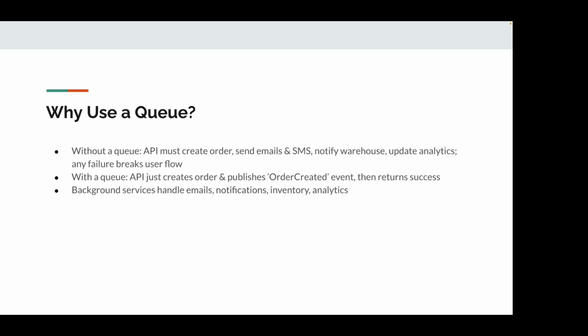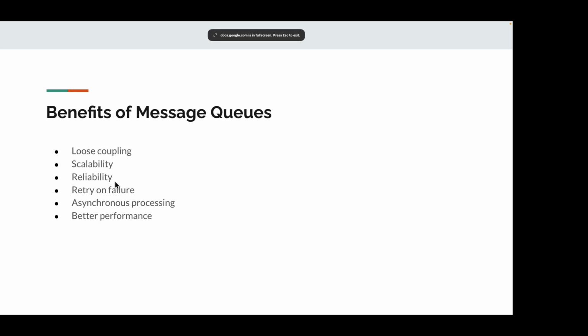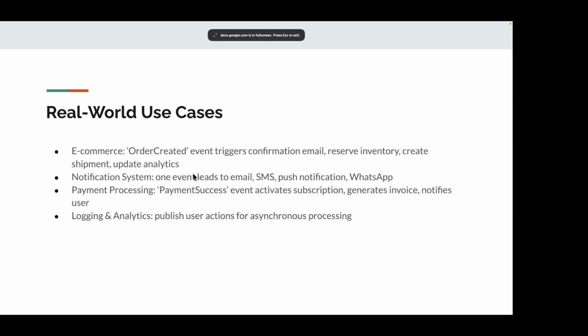If we send this message to the queue and then pass it to the notification service, the queue will take care of a failure and it will retry and not delete the message until it receives acknowledgement. Okay, so yeah, the real world use case is the e-commerce example that I told. When we are creating an order, we'll push a notification, make a payment, and update the analytics and all.